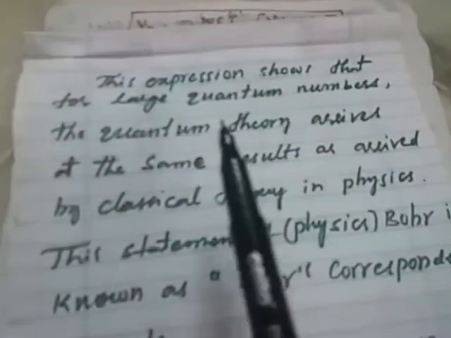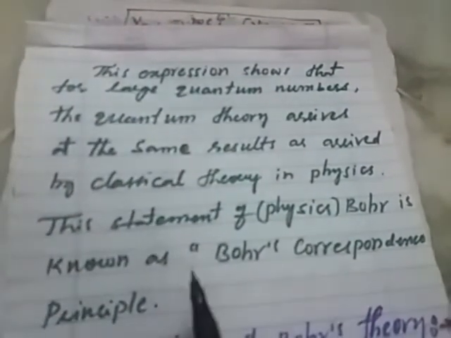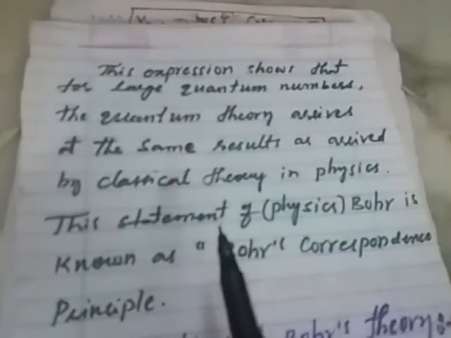So the orbital frequency is equal to the Bohr frequency. This can be obtained by the quantum theory for large quantum numbers, and the same frequency can be determined by the classical theory in physics. This statement of Bohr is known as Bohr's correspondence principle. The quantum orbital frequency being equal to the classical orbital frequency is called Bohr's correspondence principle.